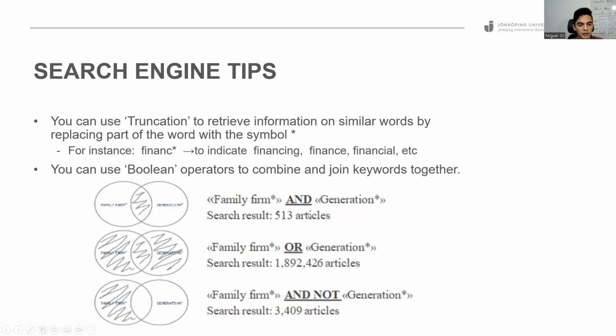So I think it's very useful to use the AND, because if you use the OR, you capture all the papers that talk about family firm and generations, all of them. That's a lot. It's 2 million articles. That's impossible to work with. And if you do AND NOT, that means that you want to review papers that talk about family firms without generations. So I think the most useful is AND.